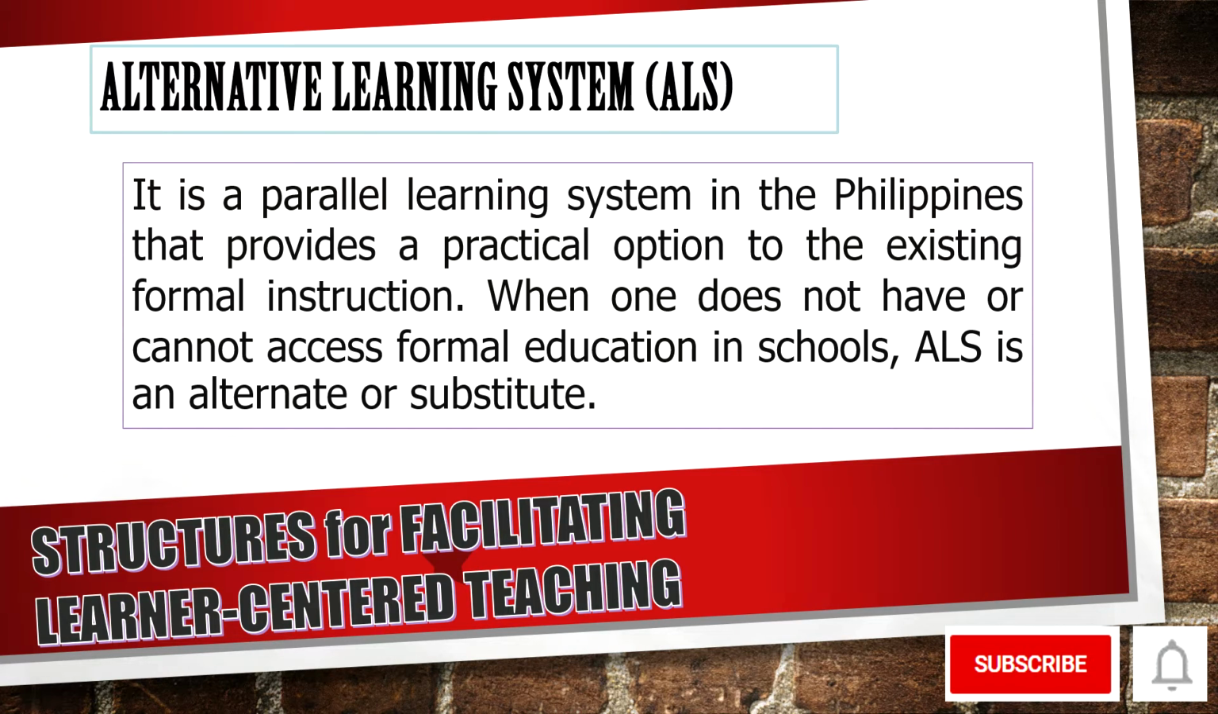In the Philippines, there are other structures of education. One of these is alternative learning system. It is a parallel learning system in the Philippines that provides a practical option to the existing formal instruction. When one does not have or cannot access formal education in schools, ALS or the alternative learning system is an alternate or substitute. ALS includes both the non-formal and informal sources of knowledge and skills. Now, why is there a need for an alternative learning system in the Philippines?